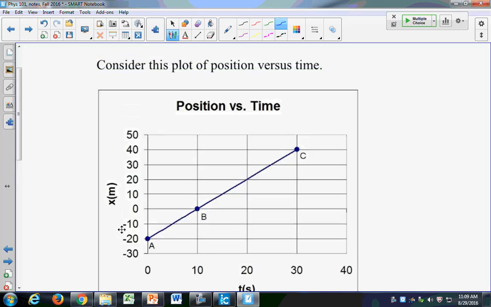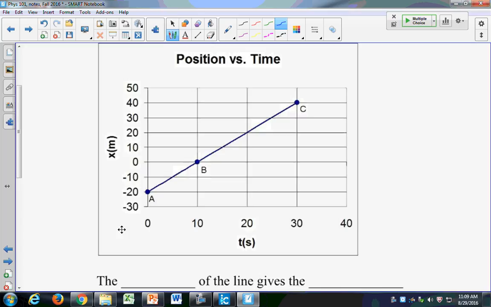But first, let's look at this plot of position versus time. What I've plotted here is the x position. This is not displacement. This is the position at a particular time. So at time t equals 10 seconds, the object is at x equals 0 meters. At time t equals 20 seconds, it's at 20 meters. So it's a plot of x position versus time.